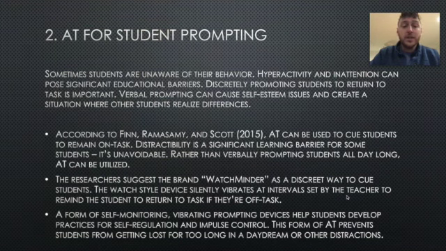Distractibility in the classroom, it's going to happen. It's unavoidable. But rather than verbally prompting kids all day long, we can use assistive technology to prompt them. A device called a watchminder is discreet. It looks just like a watch. Kids wear it on their wrists, and it silently vibrates at intervals set by the teacher to remind the student to remain on task or to return to task if they're off task.